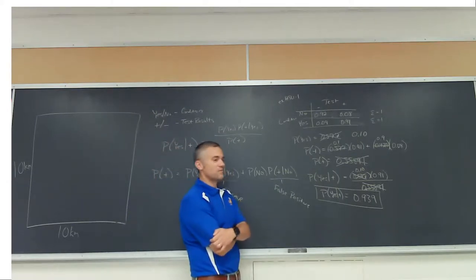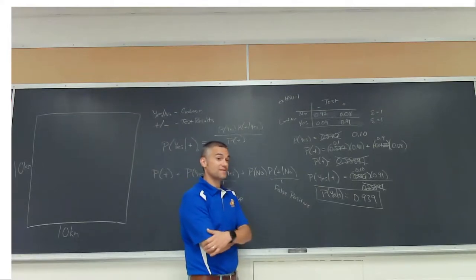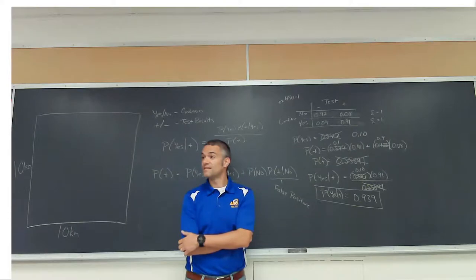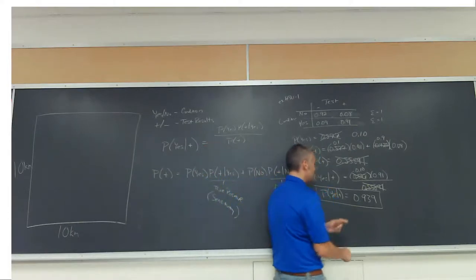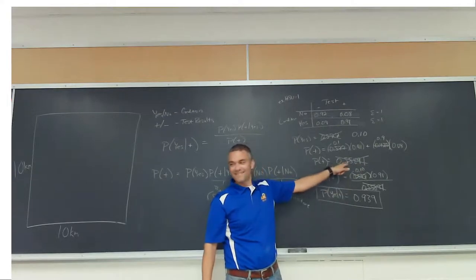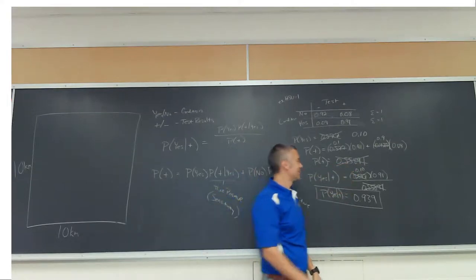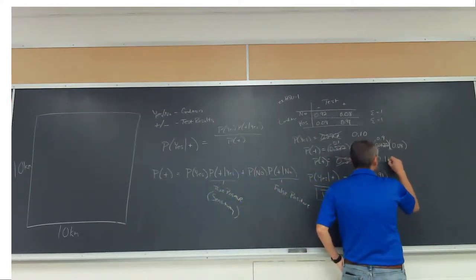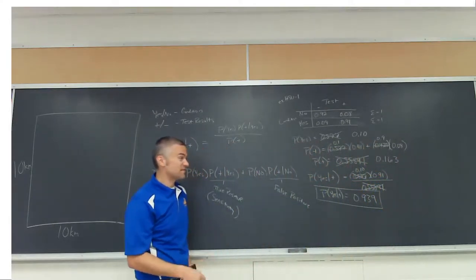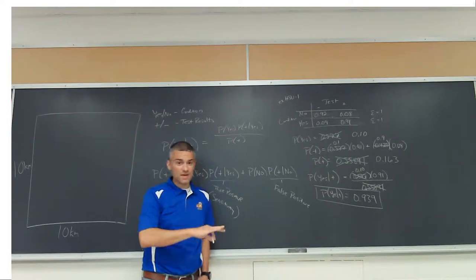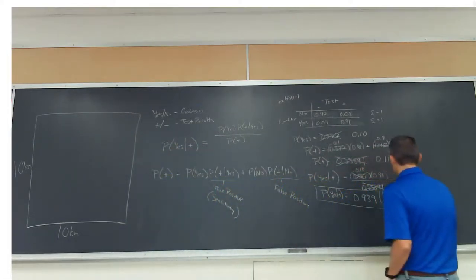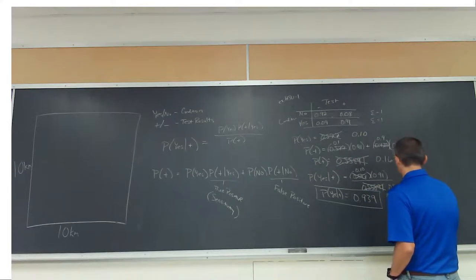What's the probability that we actually get a positive test in the population? So that's the chance that we actually get a positive test is going to be 0.163, just based on probability. And then after we substitute everything in, so this goes 1.3.